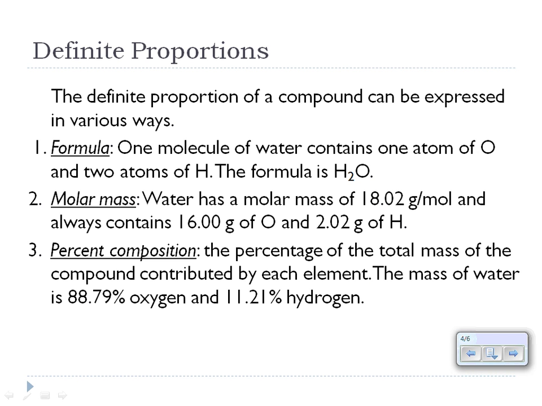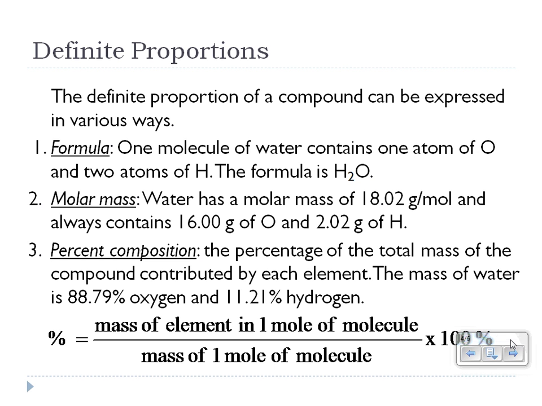It's actually pretty simple. We use this formula here. Let me move that over here. So the percent of every element, or the percent composition, is the mass of that element in 1 mole of the molecule divided by the mass of the whole molecule times 100%. Okay, so it's the mass of the element in a mole divided by the mass of the whole molecule. So let's do 2 examples, and then we'll do a bunch more questions in class.